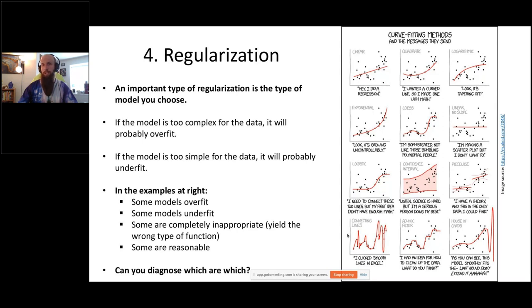And I'm wondering if we can just take a couple minutes. You can probably put your answers in the chat so we don't have everyone trying to talk at the same time. But can people diagnose which are which? So maybe just pick three panels or something and say, of those three panels you picked, which ones are examples of overfitting, which are examples of underfitting, etc.